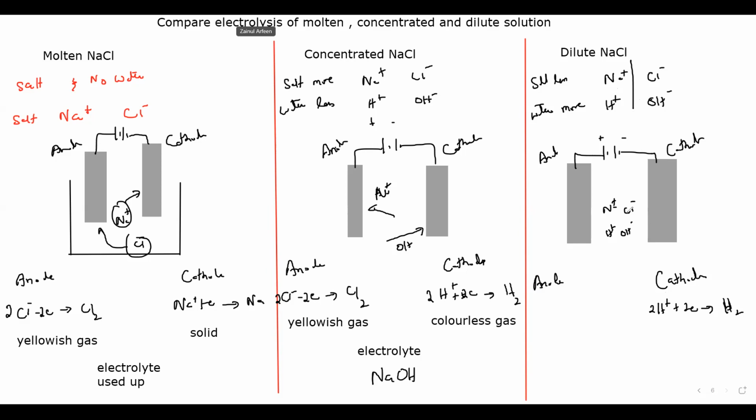And what happened at anode? Because OH is more, and for OH you have to learn this equation. When 4 OH ions are there, they will lose 4 electrons. It will give oxygen and 2 water molecules. So what is the observation that you have to learn? Whenever hydrogen is there, you can say bubbles or colorless gas, and oxygen is there, you will also say bubbles or colorless gas. What happened to electrolyte? As OH is being removed and H is being removed, you're left with more NaCl, or you can say it is concentrated NaCl.